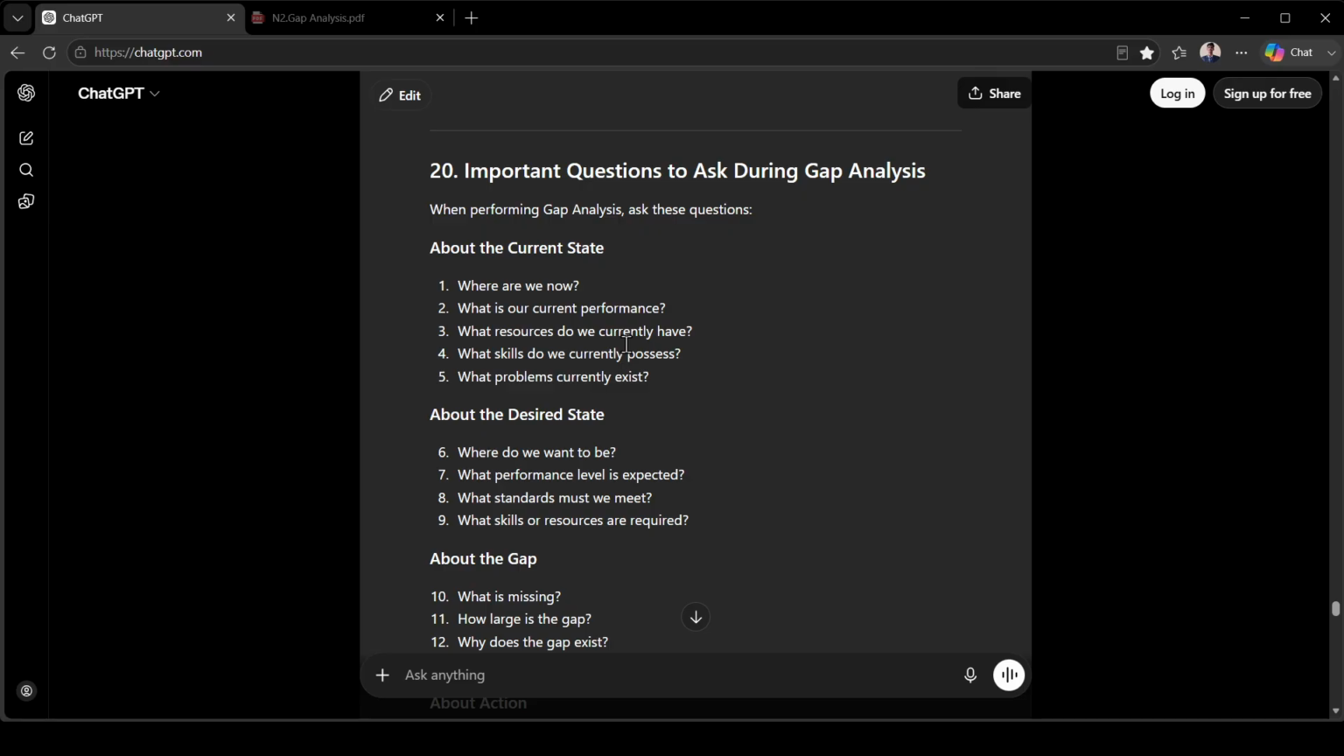Important questions to ask during gap analysis. When performing gap analysis, ask these questions about the current state. Where are you now? What is your current performance? What resources do you currently have? What skills do you currently possess? And what problems currently exist? About the desired state: where do you want to be? What performance level is expected? What standard must be met? What skill or resource is required?